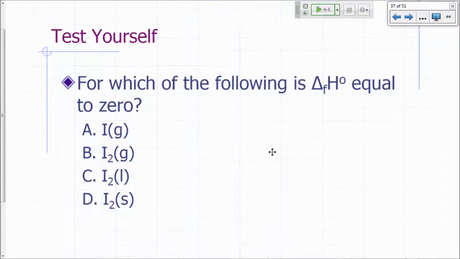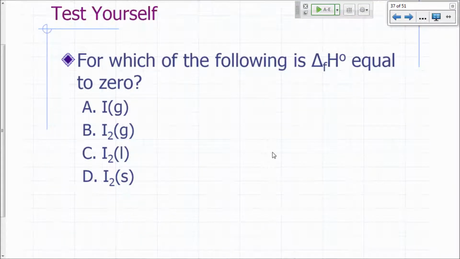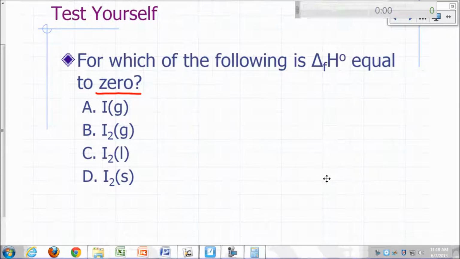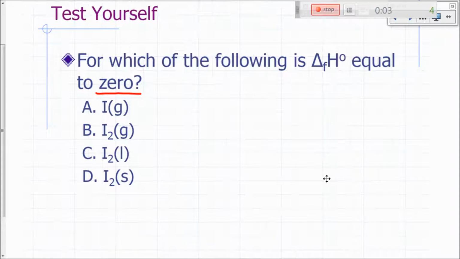Okay? So for which of the following is a standard delta H of formation equal to 0? In other words, what did we just learn in that earlier question? When you're dealing with elements in their standard state, the delta H formation has to be 0 because you'll be forming it from itself, which means doing nothing, right? So, in other words, a way to rephrase this question is, which of the following is an element in its standard state? Is it I gas, I2 liquid, I2 solid? Let's see if you remember. What's the most stable form of iodine? Under ordinary conditions.